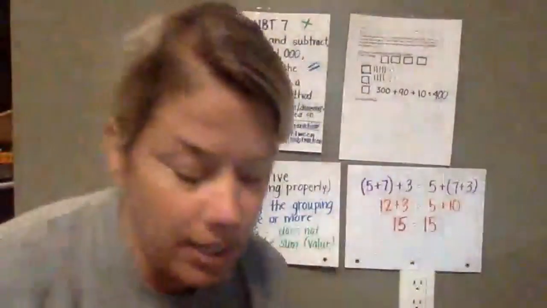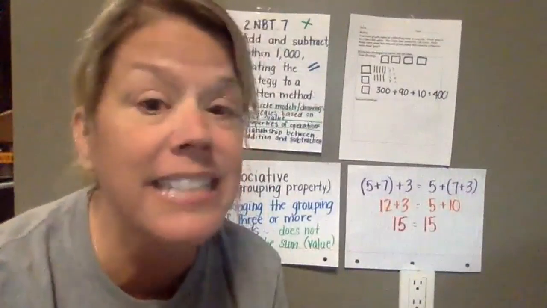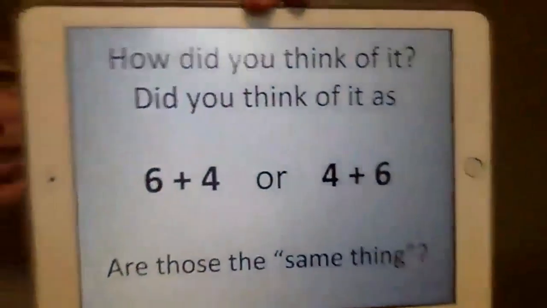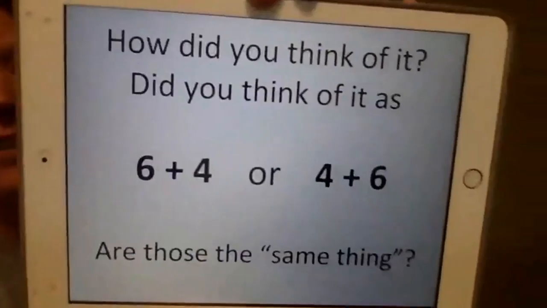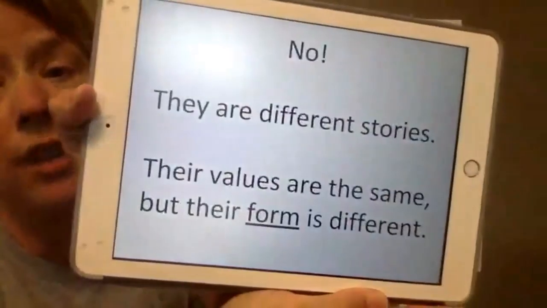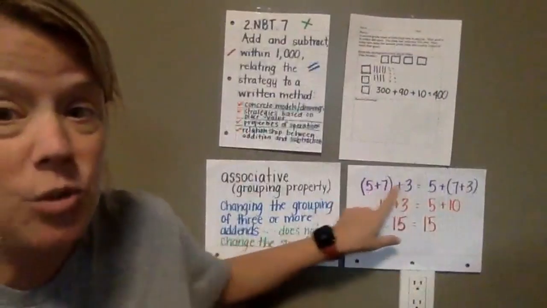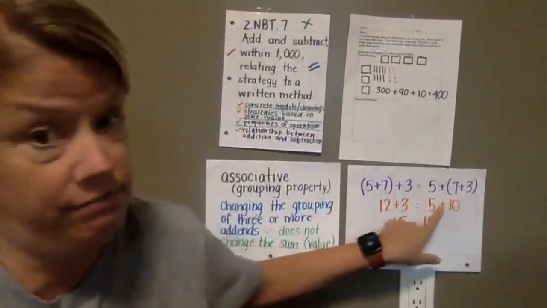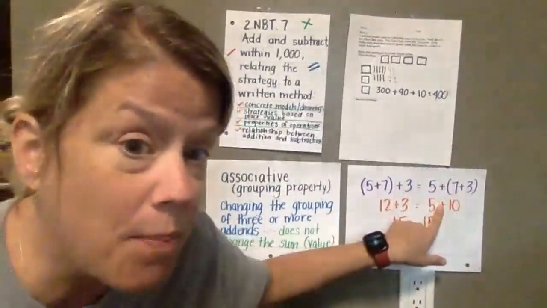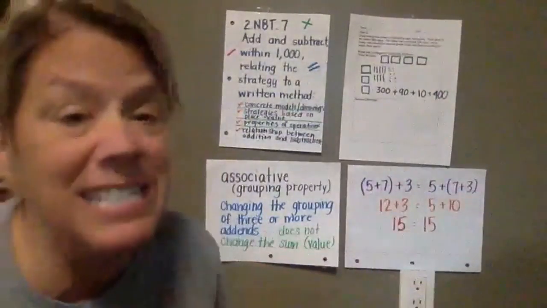6 to make 10. None left over. We know the real name for that is 1 ten, 0 ones. The nickname is 10. And here's where we kept getting stuck. Do you think of that as 6 plus 4 or 4 plus 6? Are those the same thing? I'm not sure. They're not. They're different stories. Their value is the same, but their story is quite different. So if we were to put words and make a story, these stories would be different.